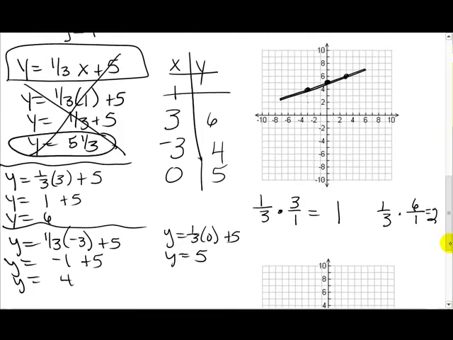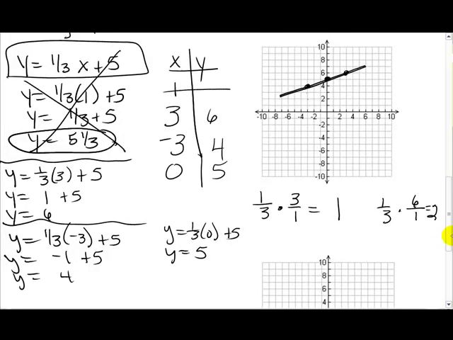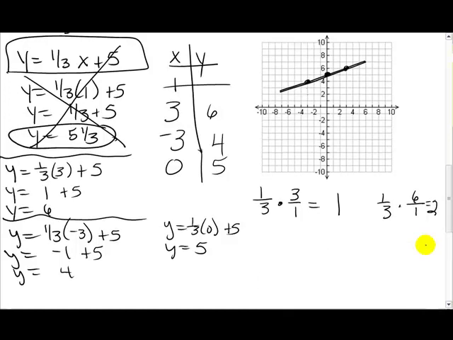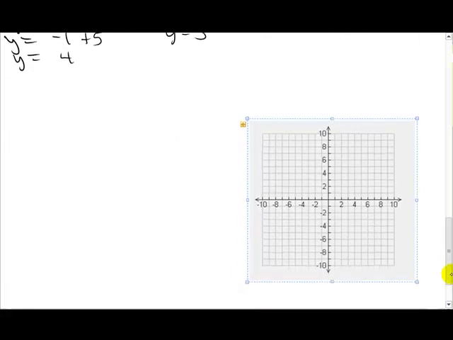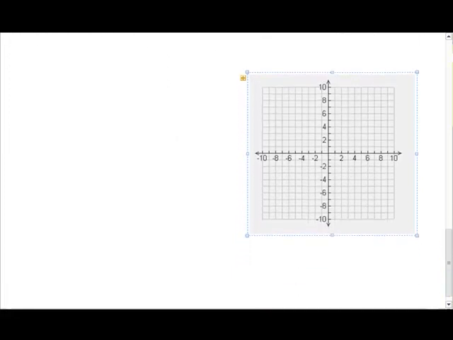Okay, I'm going to leave that. I'm going to pause it and move this graph down a little bit. Okay, let's move to our next examples.